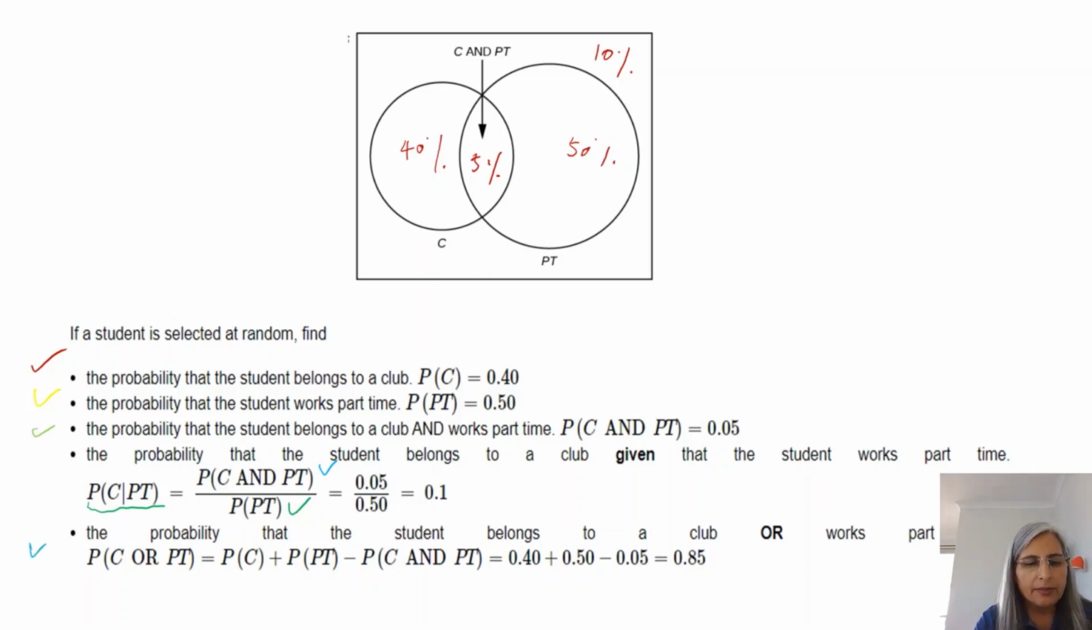And lastly, we find the probability that the student belongs to a club or works part-time, which is probability of C or PT. And we know that this is the union thing. And for this, we add the individual probabilities, probability of going to club and probability of working part-time. And since we know that these two are not totally independent, and there are some students that go to the club and work part-time, and if you remember, when we computed the outliers, we subtracted the common elements out of the sum. We have to do that again. So we compute the total probabilities here and then subtract the probability of the intersection once to get the right answer, so that the intersection is not counted twice.